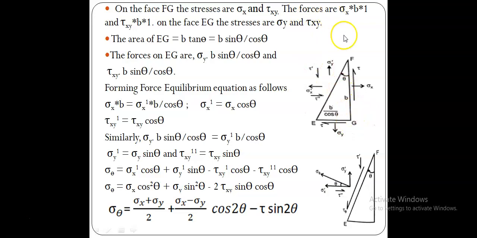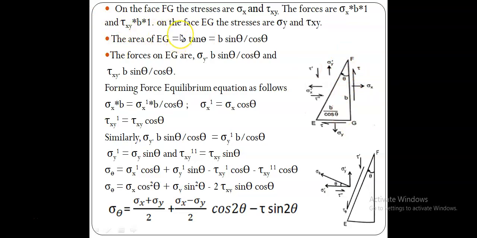The forces on the face FG are, one, the normal force sigma x into B into 1, where the 1 means unit thickness, and another, the shear force tau xy into B into 1. So we find the force on this plane FG: the normal force is stress into area, sigma x into B into 1, and the shear force acting on the plane FG is tau xy into B into 1.